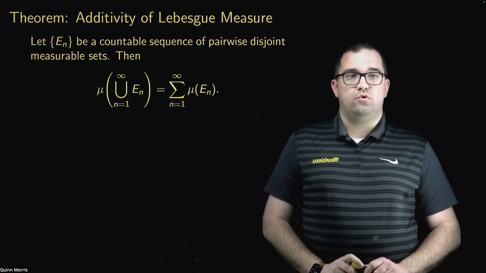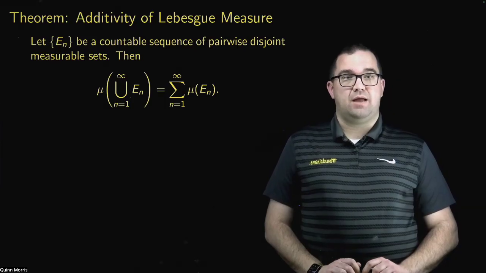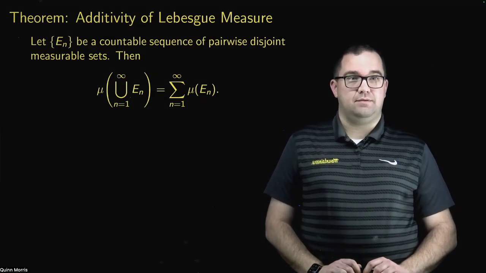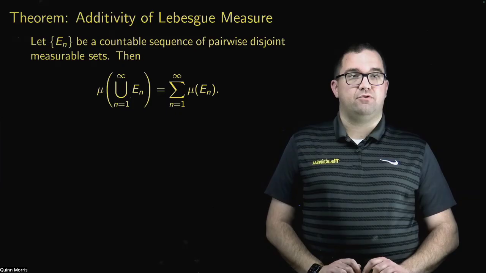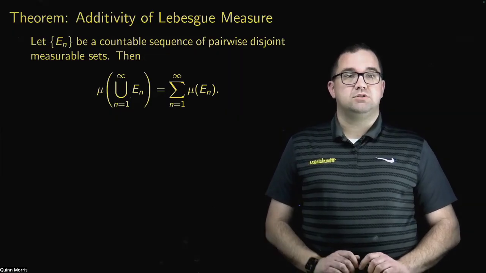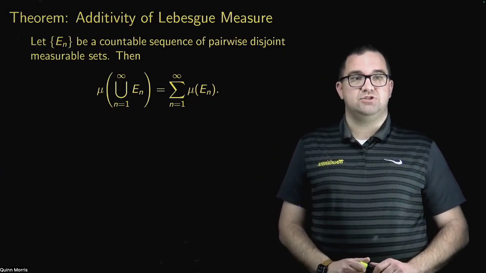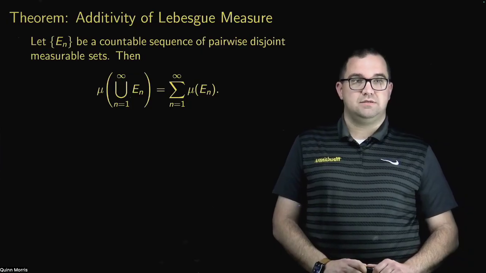Now recall that for the Lebesgue outer measure, we were able to prove that the Lebesgue outer measure satisfied a type of countable subadditivity. What we want to show here, however, is that the Lebesgue measure is indeed additive. So let E_n be a countable sequence of pairwise disjoint measurable sets.